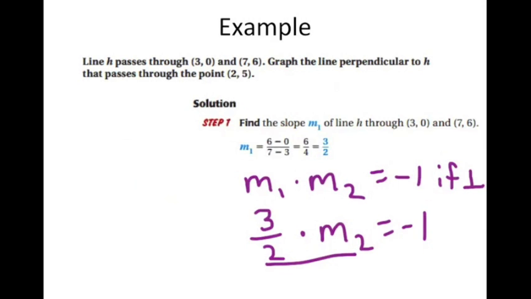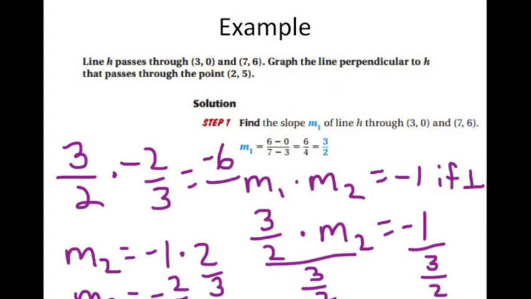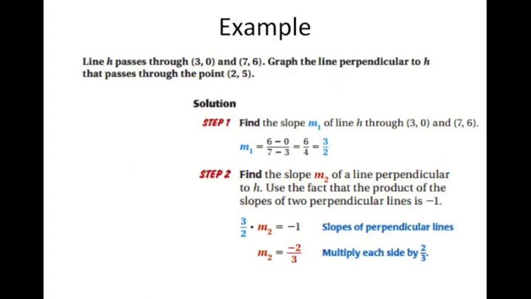Well, let's divide both sides by 3 over 2. And you remember we divide by a fraction by multiplying by its reciprocal. So it's going to be -1 times the reciprocal, which is 2/3. So the slope of the perpendicular line is going to be -2/3. And just to verify, we can multiply those two together. 3/2 times -2/3 gives us -6 over 6, which is -1. So it does in fact check. Okay, so we know the slope of the new line, or the line perpendicular, has to be -2 over 3. Okay?